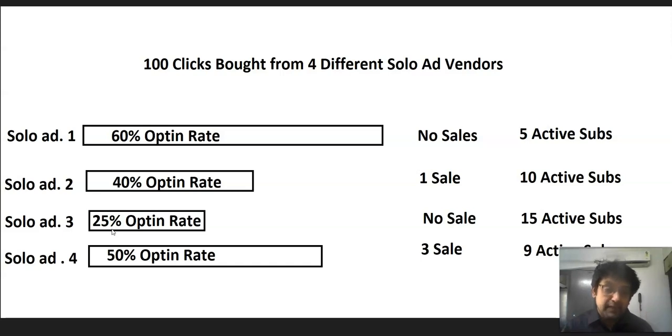But basically, concentrate on getting highly engaged subscribers. Okay, not on the opt-in rate, not on the sales ratio, because in the long run, those people who are opening and clicking on your emails are going to be making you a lot more money.